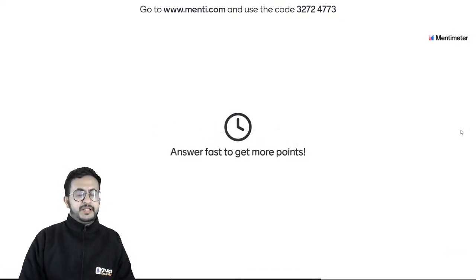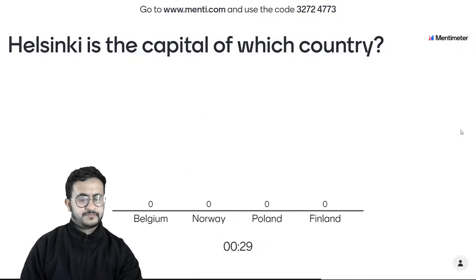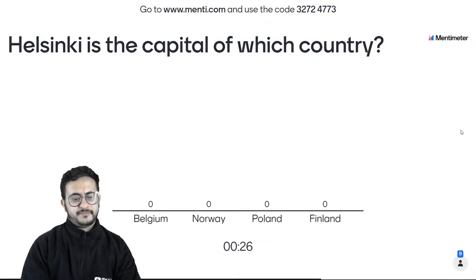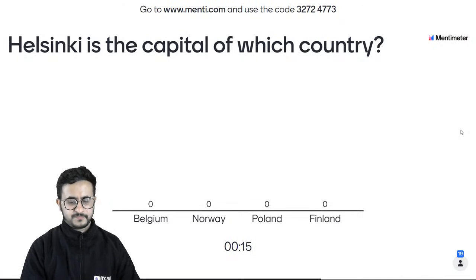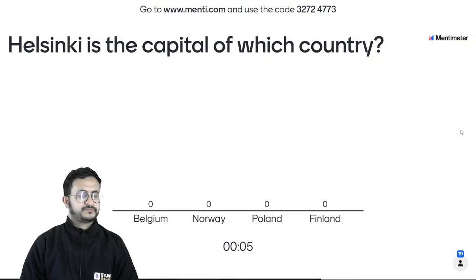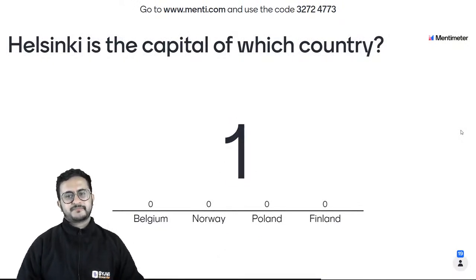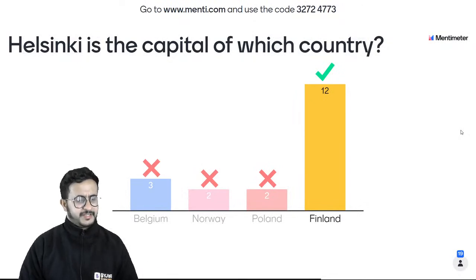Okay, here's the next question, 28. Helsinki is the capital of which country? Belgium, Norway, Poland, Finland. European capitals, right? We used to play this game, European capitals. Finland is the right answer. For Belgium, the capital is Brussels. Norway is Oslo. Poland, it's Warsaw, and Finland, it's Helsinki.